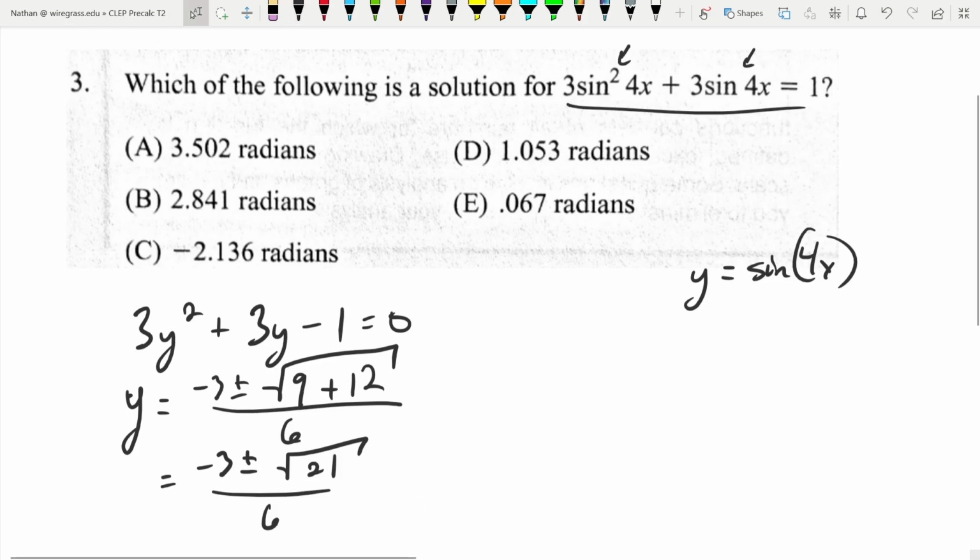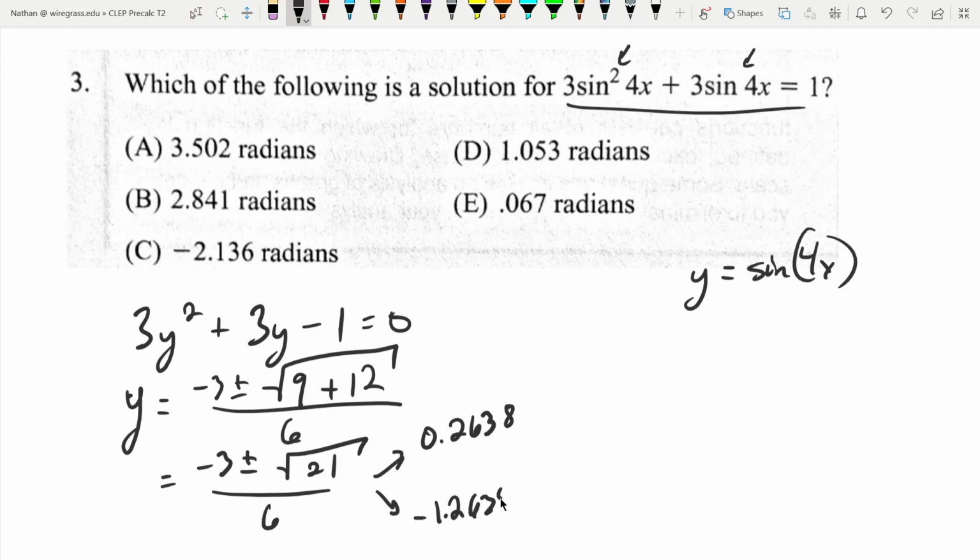Now, we can plug this into a calculator and see what we get. So if you plug in negative 3 plus the square root of 21, all of that over 6, that gives us approximately 0.2638. And if I do the minus version instead, this gives us negative 1.2638.